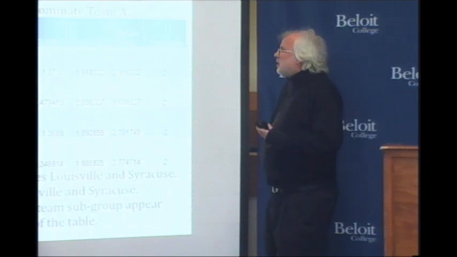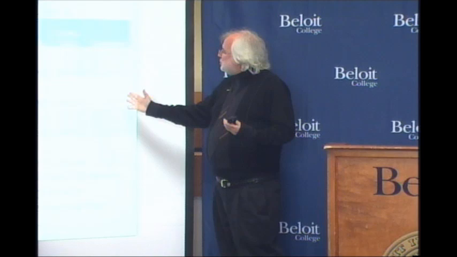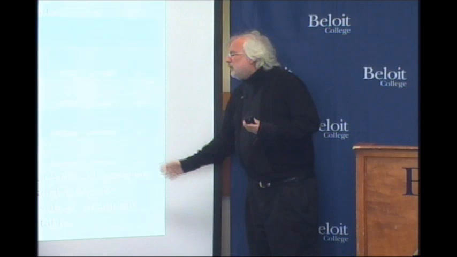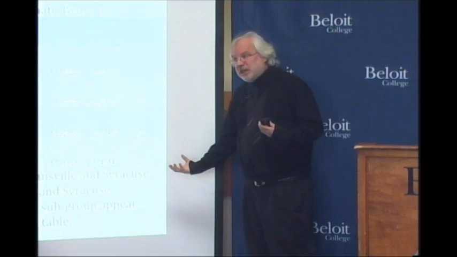In this little four-team table, Arizona dominates Louisville and Syracuse. So does Florida. No dominance relationship between Arizona and Florida, no dominance relationship between Louisville and Syracuse. So Arizona and Florida would ultimately generate dominetrics of two. They each dominate two teams. Louisville and Syracuse, dominetrics of minus two. Notice that they're playing a zero-sum game with each other.